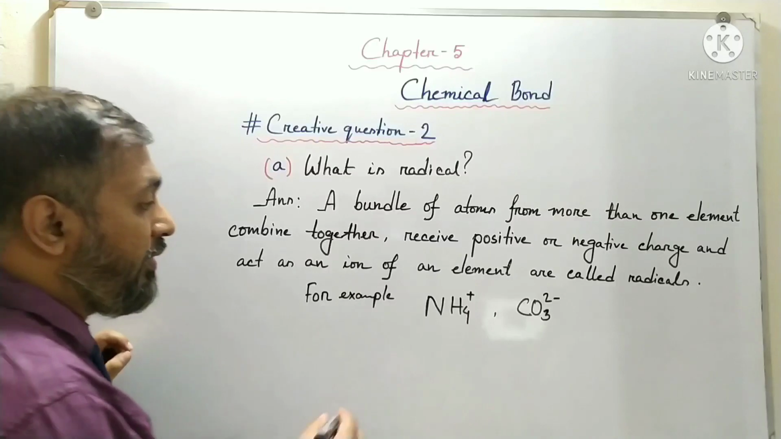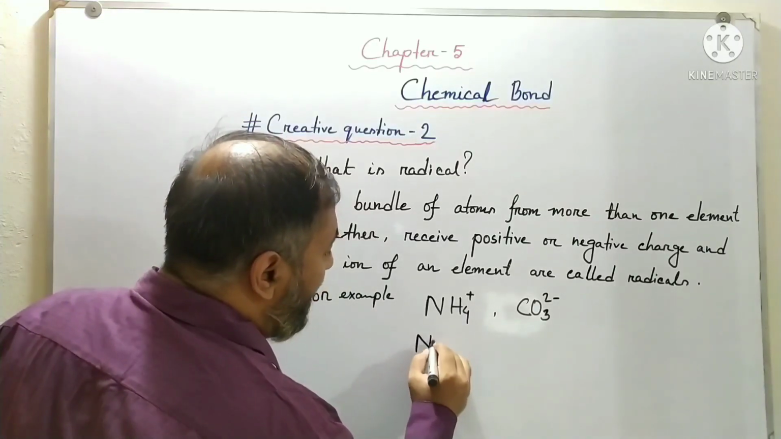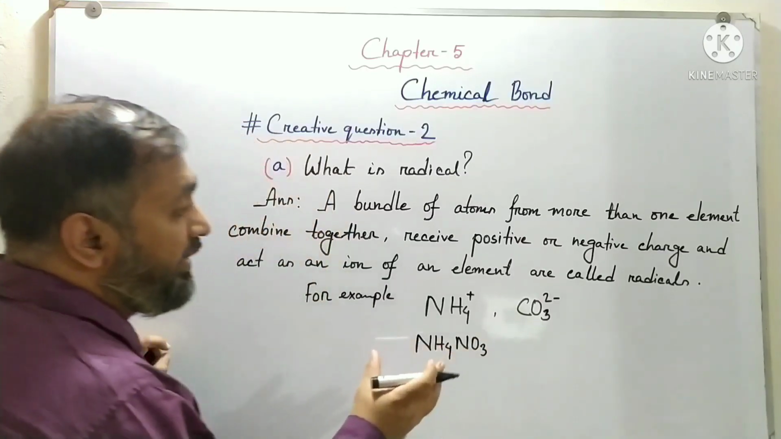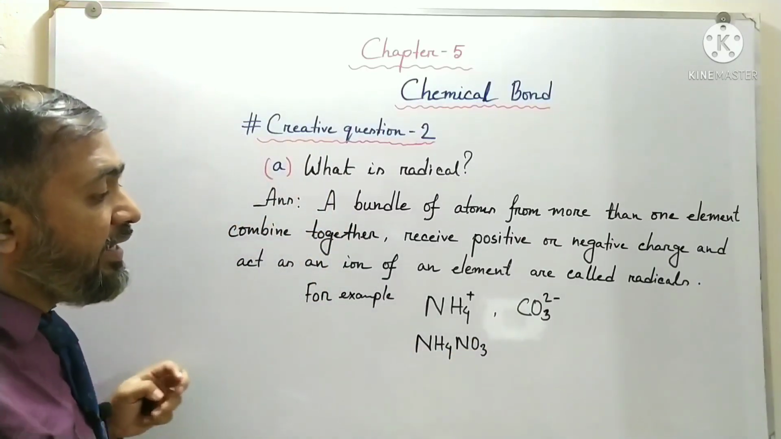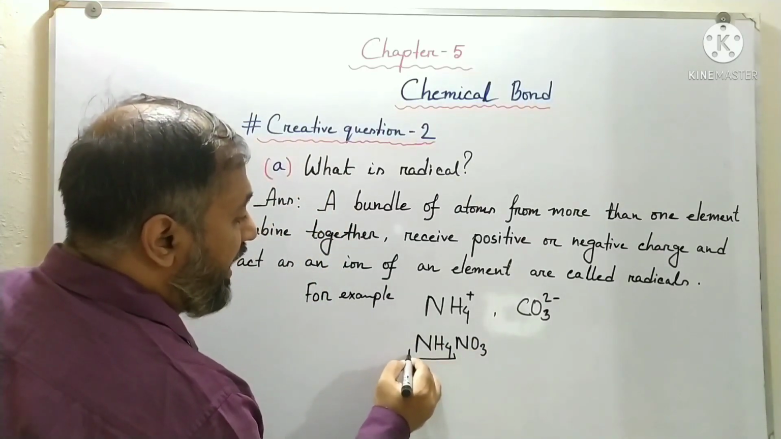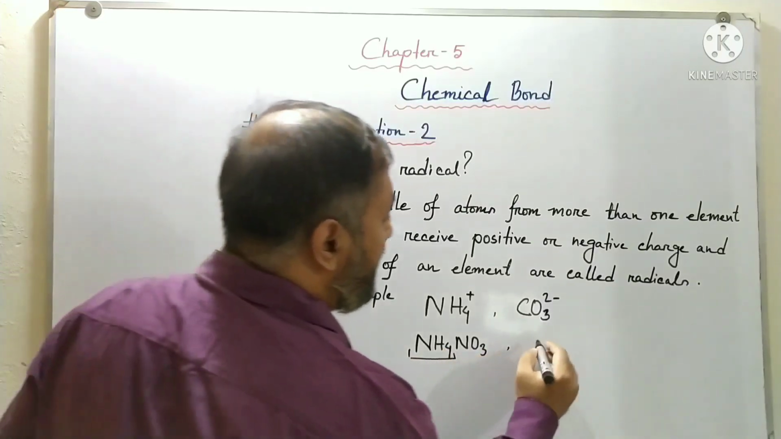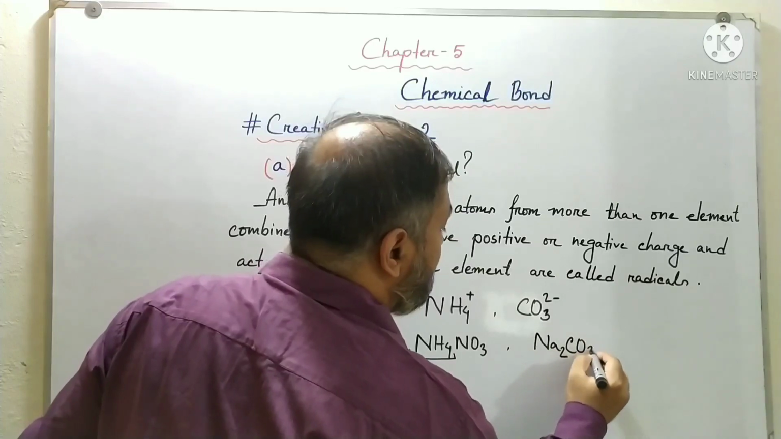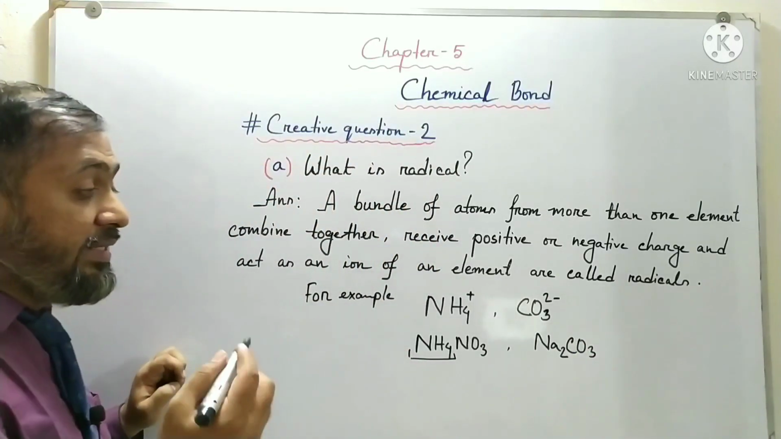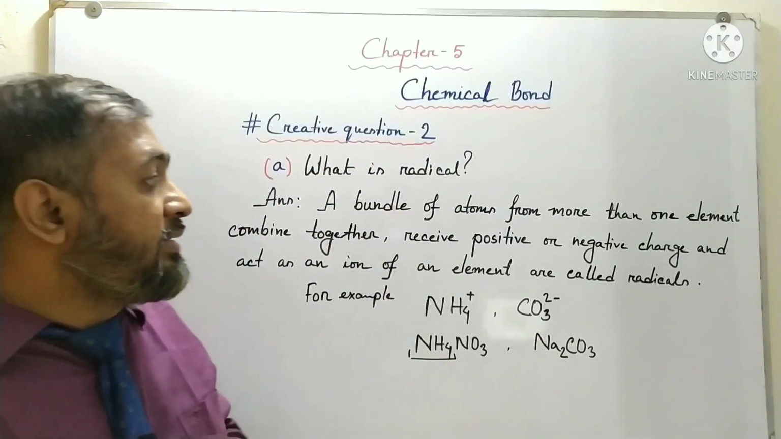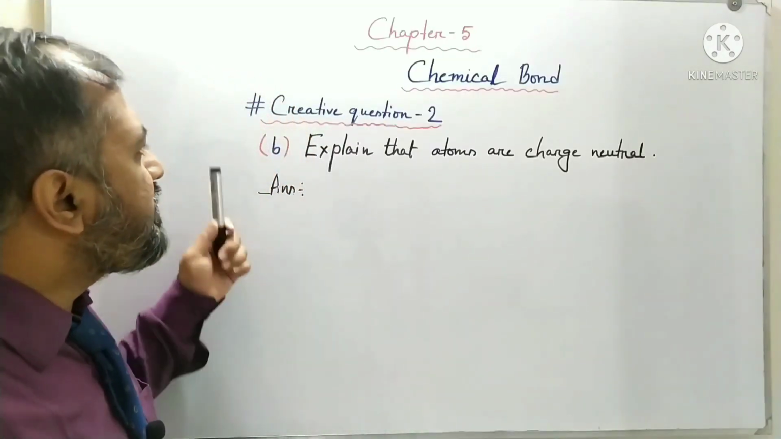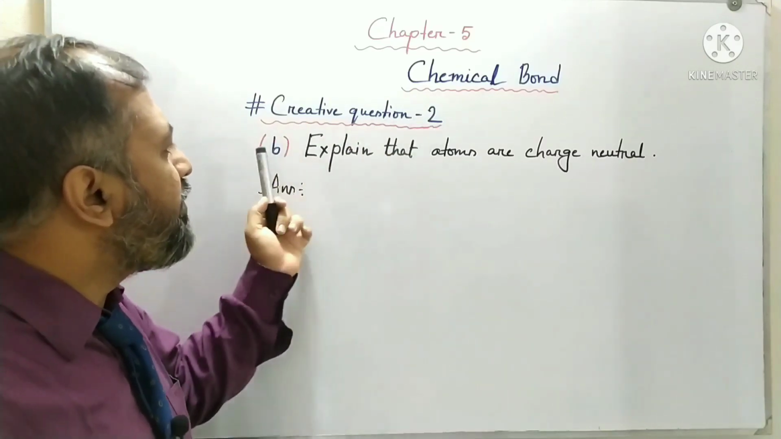the compound. I'm going to show you a compound of ammonium. You can see this is ammonium nitrate. Here it acts like an ion. This is an ion of this compound. Similarly we can see sodium carbonate, where it can act as an ion. Now students, come to creative question 2b.